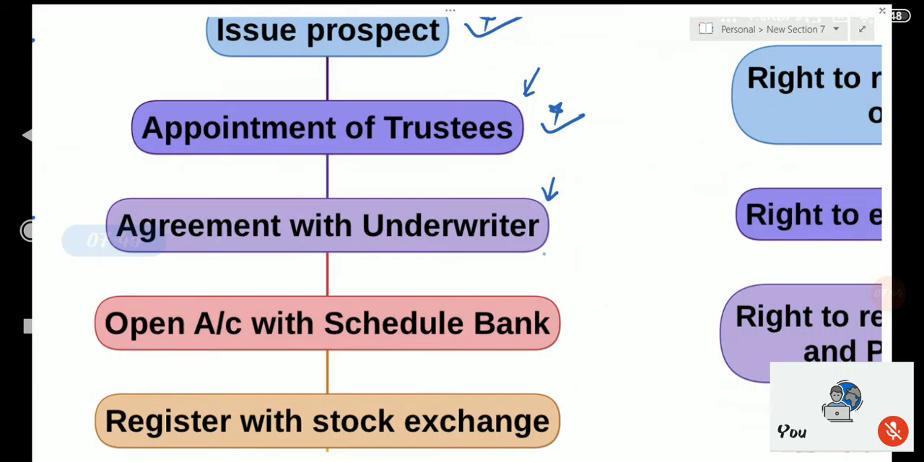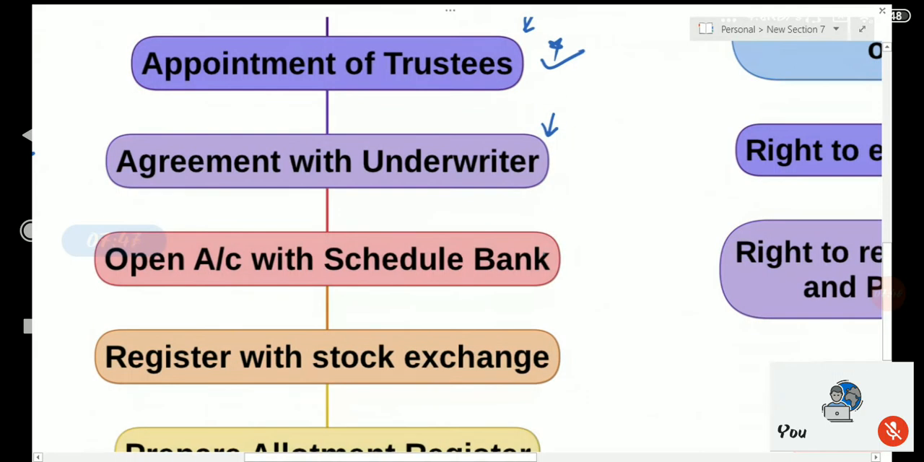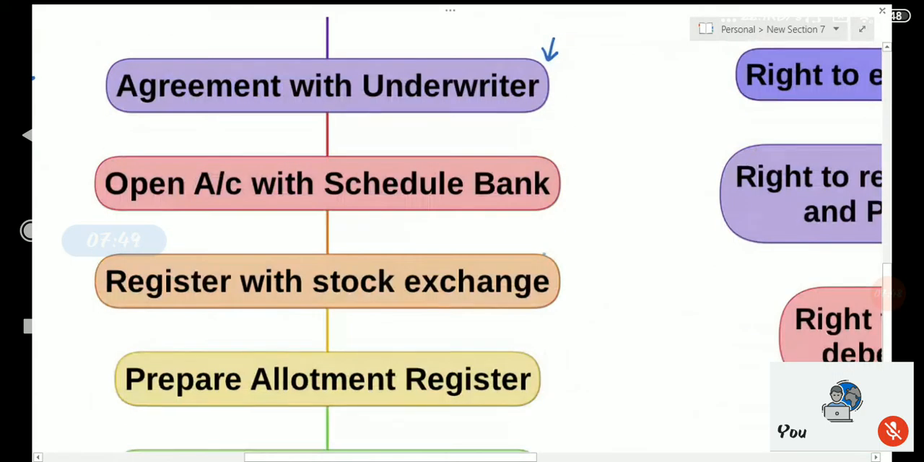Register with stock exchange. Once the company has received the minimum number of applications, that is 90%, then the company has to register with the stock exchange. Once the company registers its debenture with the stock exchange, then it will be able to prepare the allotment register. See, here allotment has been done. Before the allotment, the company cannot register. Here allotment has been done, but the allotment register can be prepared after registration with the stock exchange.